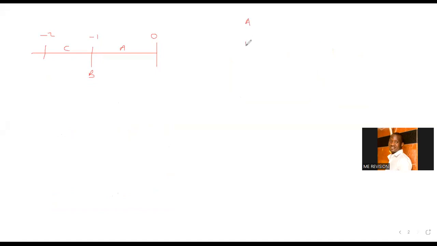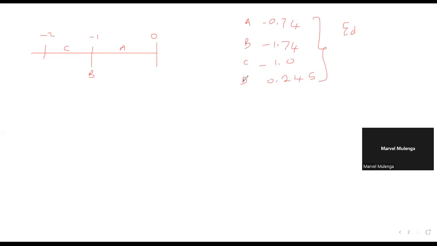various questions to understand which of the following depict demand which is inelastic: A, -0.74; B, -1.74; C, -1.0; and D, 0.245. Which one of the following depicts an elasticity of demand which is inelastic? Who wants to try? A, B, C, D.